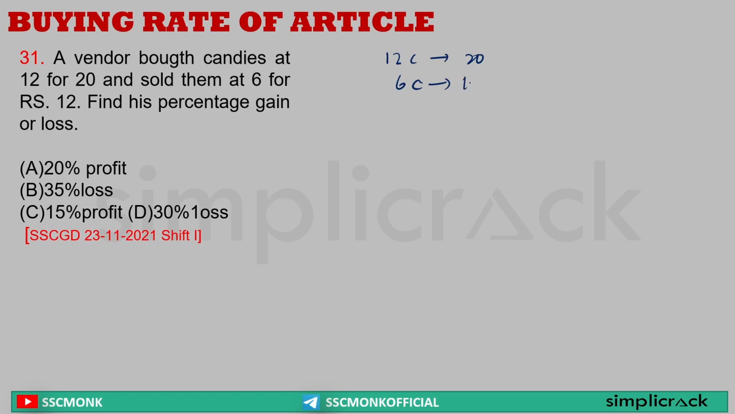Yes. Now he is selling 6 candles at 12 rupees, 12 candles at 24 rupees. So what is the profit percent? Profit 4 rupees on 20 into 100%, 4 by 5, 20, that is equal to 20% profit. Simple. Yes or no? Next.